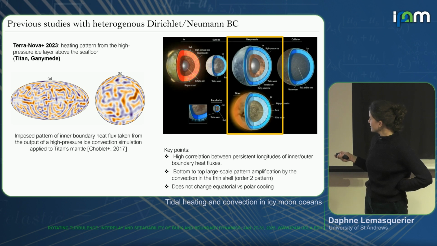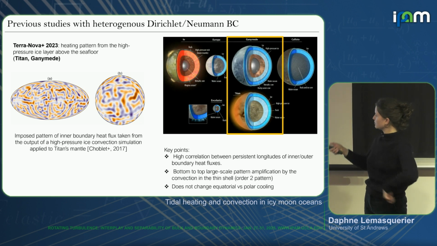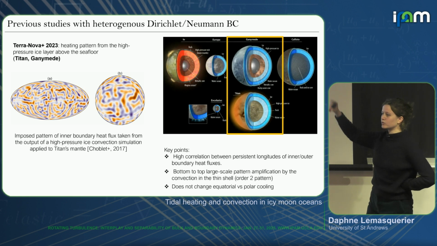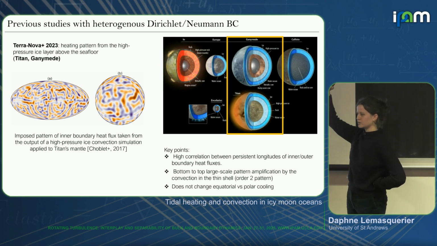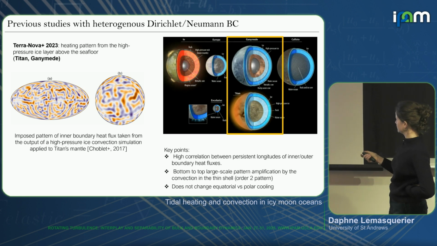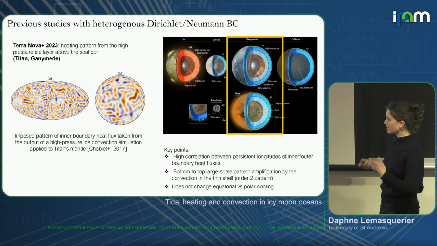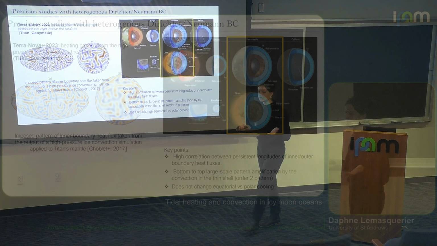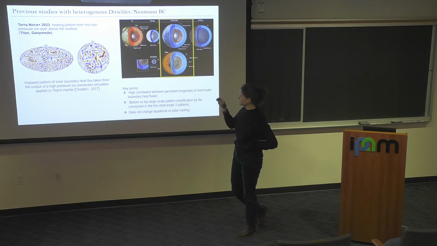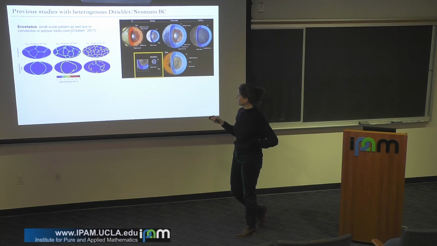What's an interesting point that they mention in their paper is that looking at the bottom boundary compared to the top boundary, it seems that large-scale patterns could be amplified. In particular, they mentioned that the pattern of order 2 is amplified from the bottom boundary to the top boundary. I thought that was an interesting point. But apart from that, it doesn't have a big impact on the rotating convection, at least in the regimes that they investigate. You could think of doing similar studies for the case of Enceladus.